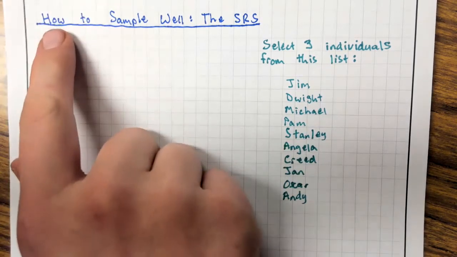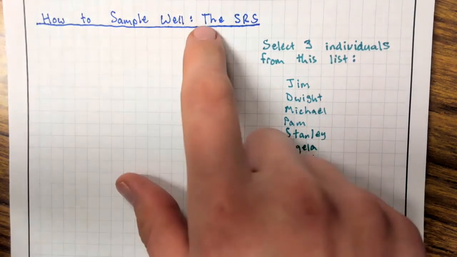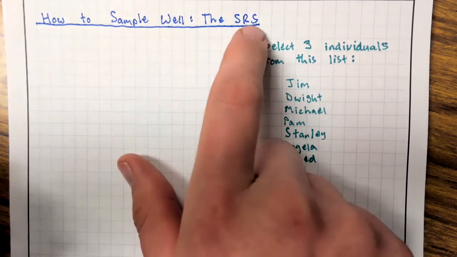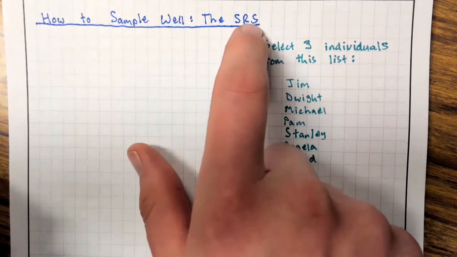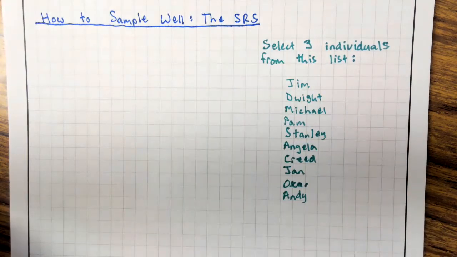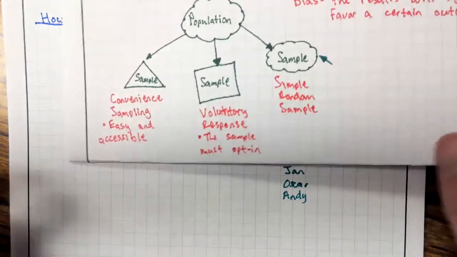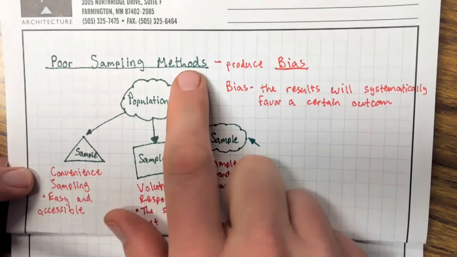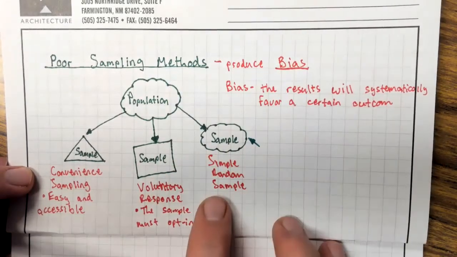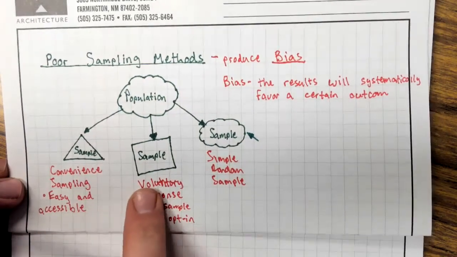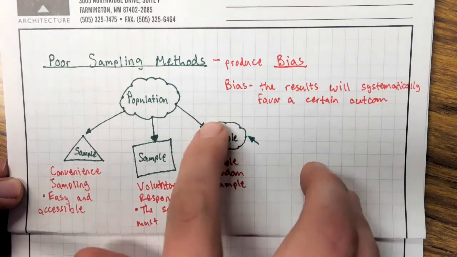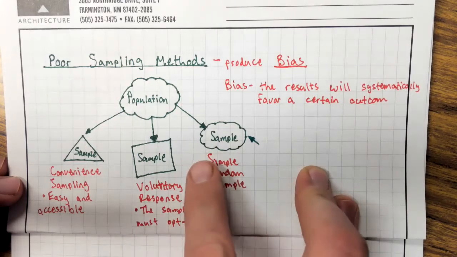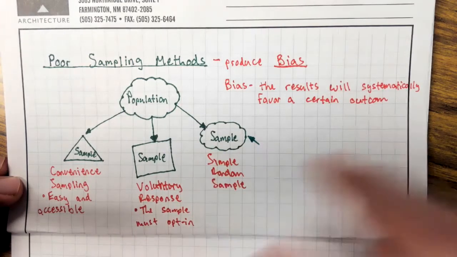Hey, so our goal today is to learn how to sample well, and we are going to conduct some simple random samples. You'll see this acronym used very, very often in statistics, the SRS, the simple random sample. Going back to what we did a little while ago, poor sampling methods produce bias, right? So what we're focusing on today is not convenience or voluntary. We're focusing on a good way of sampling, creating a sample that is representative of your population. And we're going to do this by a simple random sample.